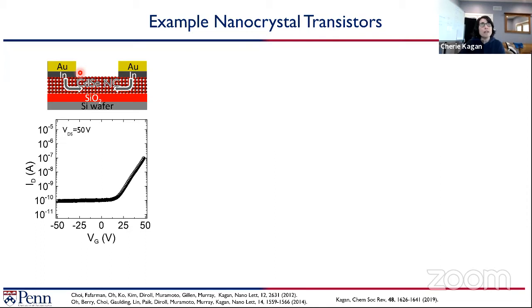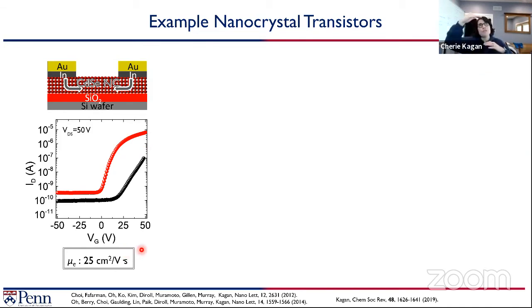But once you do that and you dope the film, now you can increase the current by orders of magnitude. And it's starting to look like a much nicer looking transistor. You also increase the mobility by about 250 times. So it really makes a difference to shift that Fermi level to get it into that higher density of states.